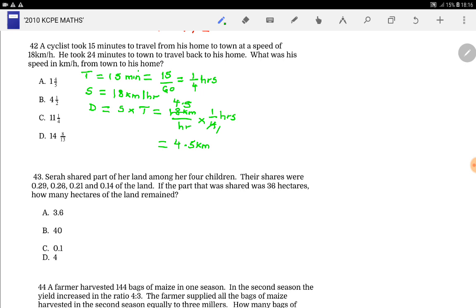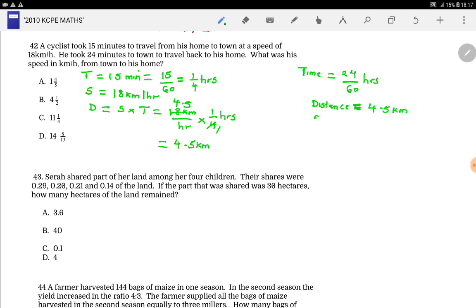So when traveling back, it took 24 minutes. So time coming back will be 24 minutes into hours. It will be 24 over 60 hours, because we divide by 60 to get time in hours. Distance is equal to 4.5 kilometers.